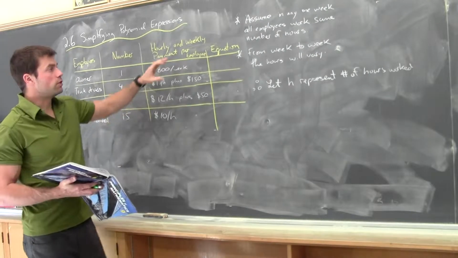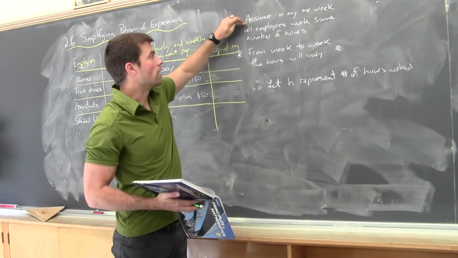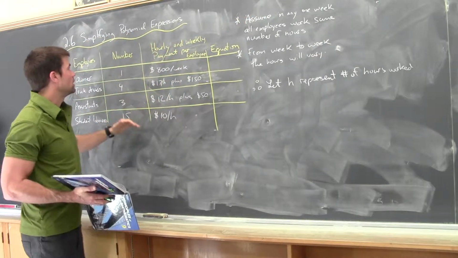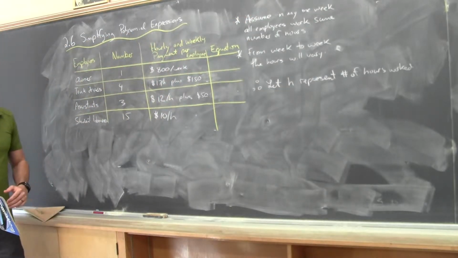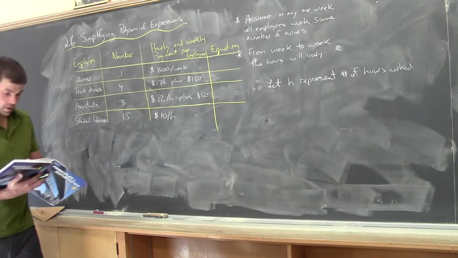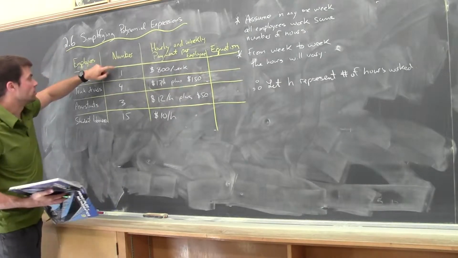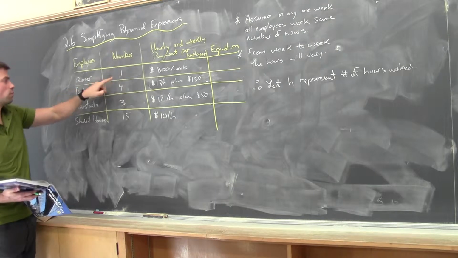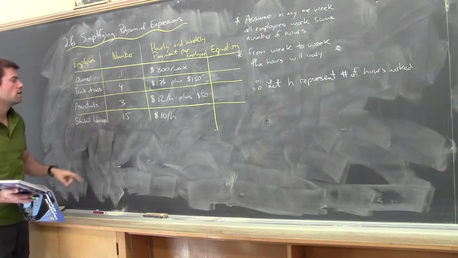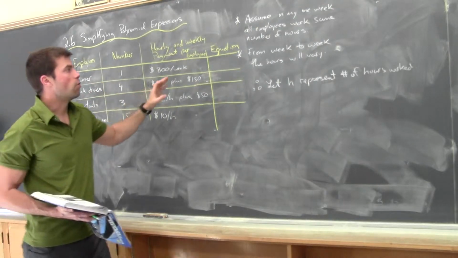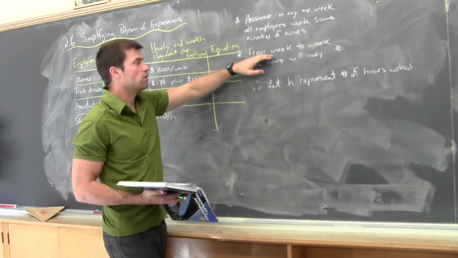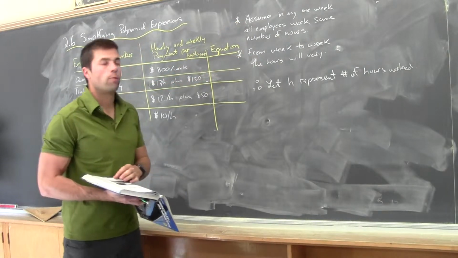Okay, so there's two things we want to assume. We want to assume in any one week that they're all working the same amount of hours. Sorry, this is not the number of hours, this is the number of actual employees. So there's 1 owner, 4 truck drivers, 3 assistants, and 15 student laborers. So they're all working the same amount of hours per week. And also from week to week, the hours will vary.